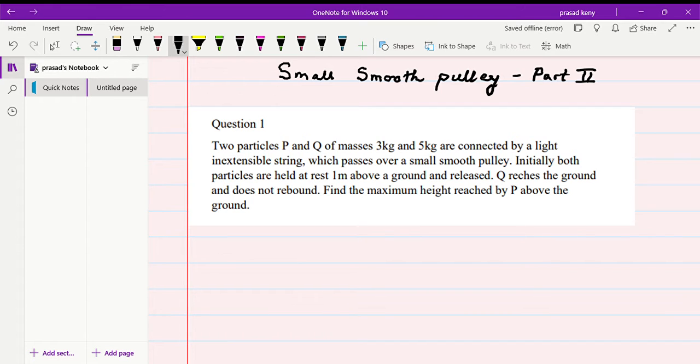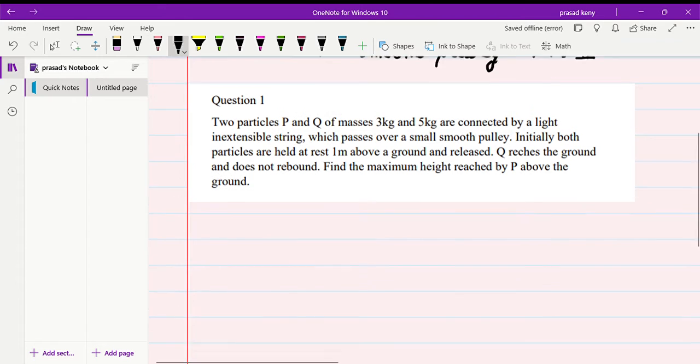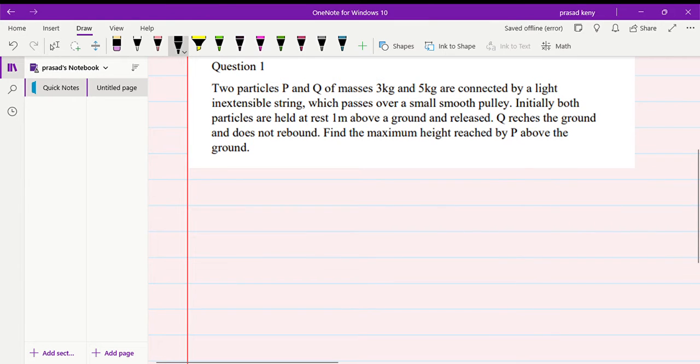So both the connected particles will accelerate at the same rate. And when the pulley is modeled as a smooth and small pulley, that means no work is done against the friction and hence the tension remains the same. The tension does not change on particles P and Q. So let us see one other type of problem here.